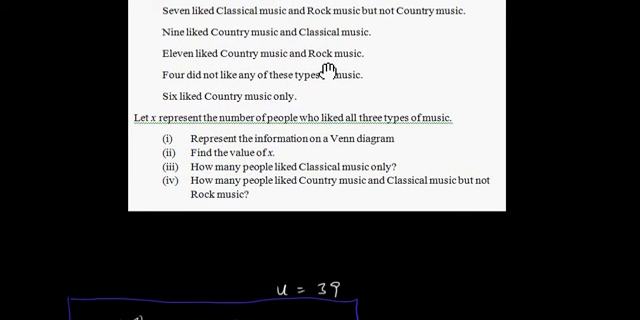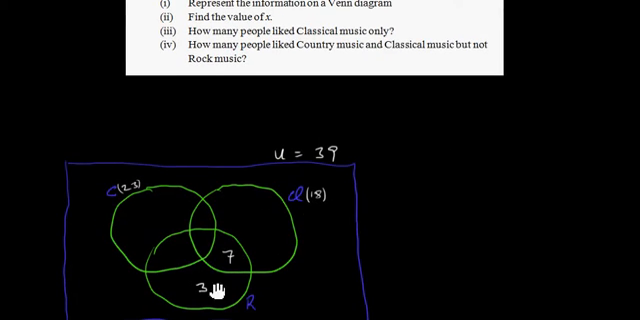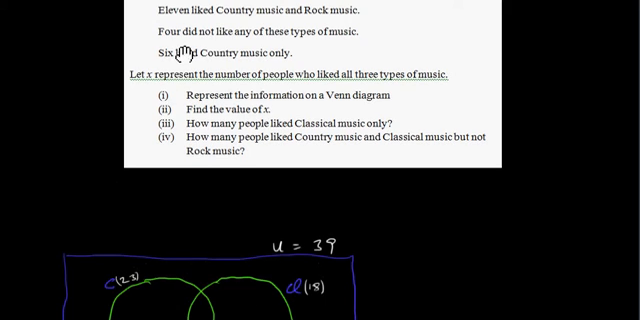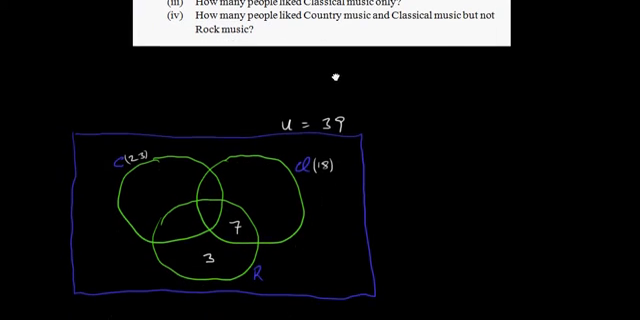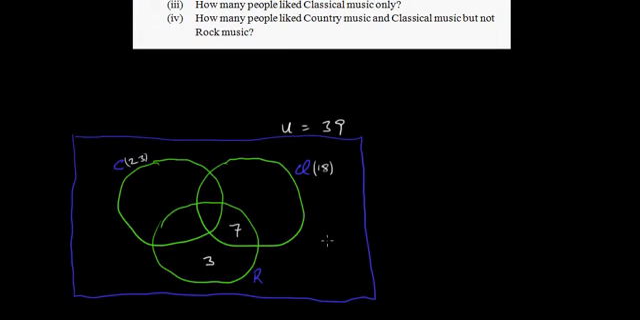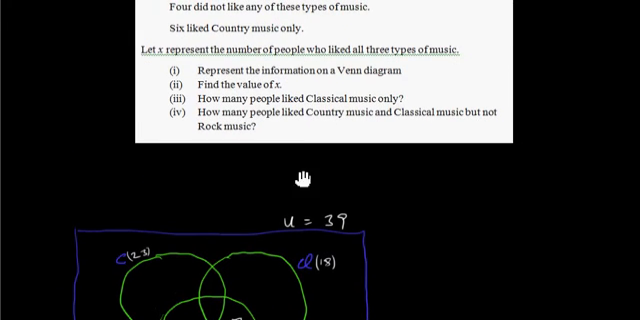11 like country music and rock music, that's here. Again, we don't know how to split up that 11. And 4 did not like any of these types of music, so 4 can go out here. They don't like any of these types of music.